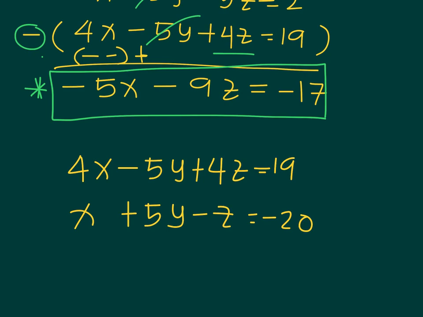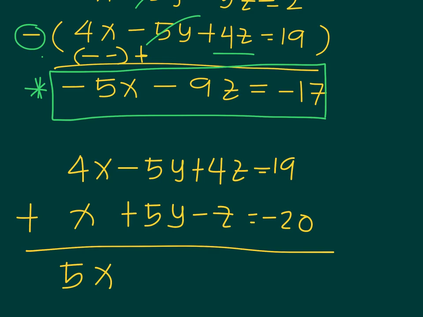It depends. If we look at the two equations, we will be able to eliminate the y if we will be adding them, because when you add a negative 5 and a positive 5, it becomes 0. So you have to add the two equations. So work on each term. So this will be 5x. This will now be 0. And then 4z minus z is 3z equals 19 plus negative 20 is negative 1.